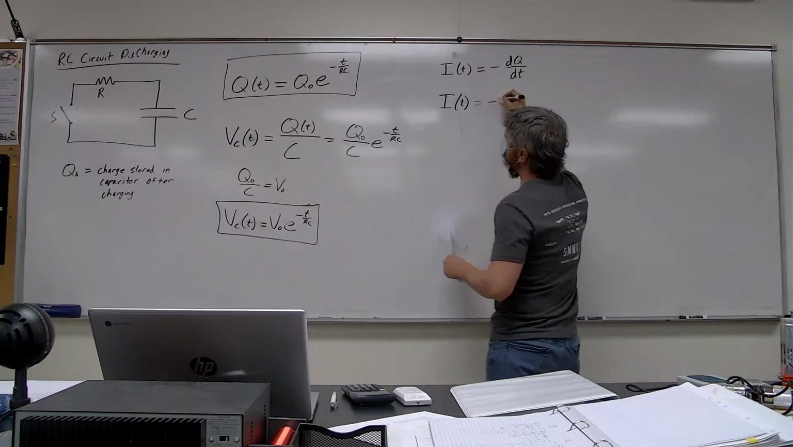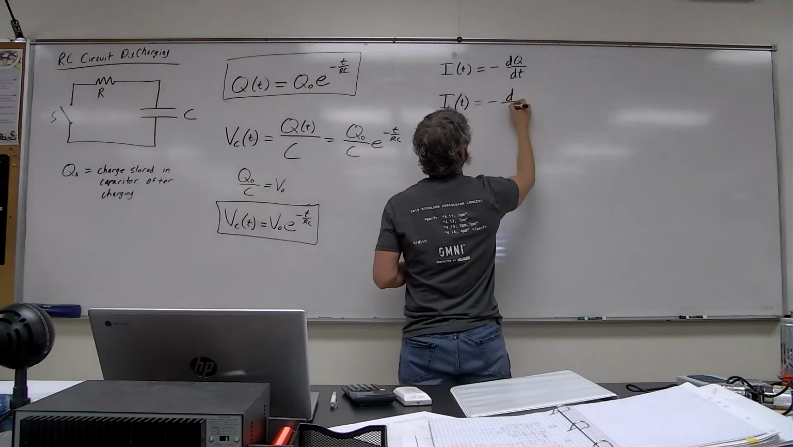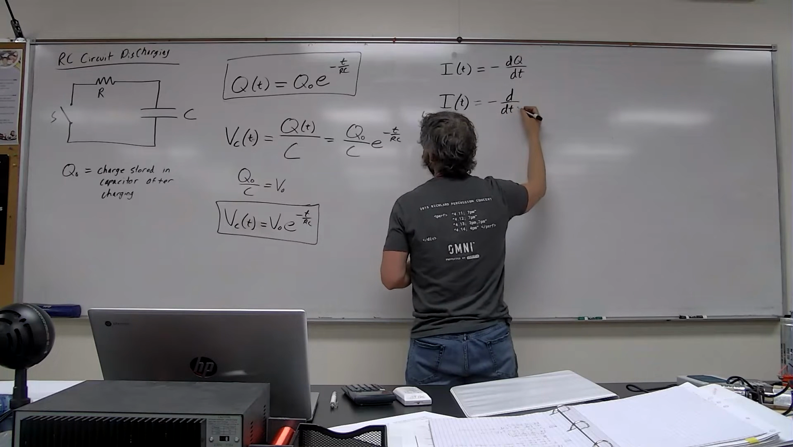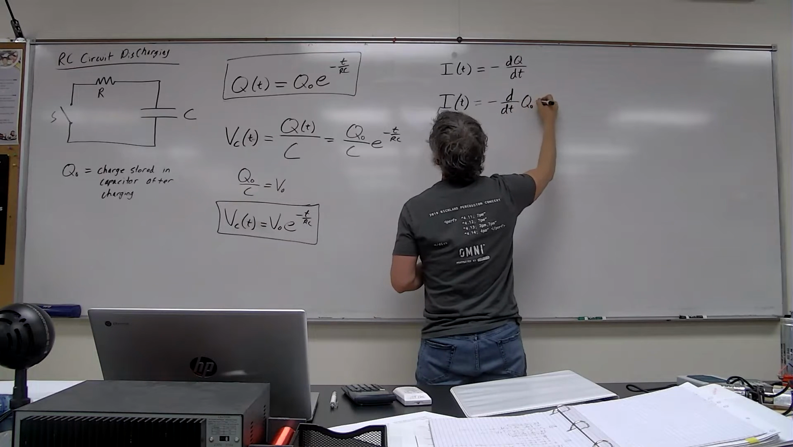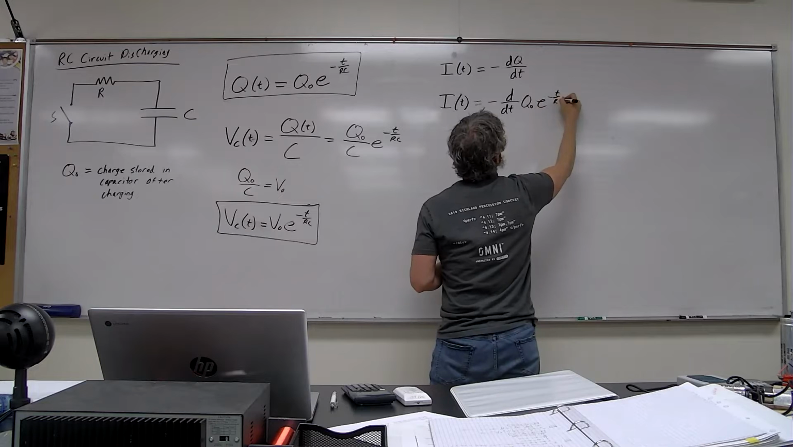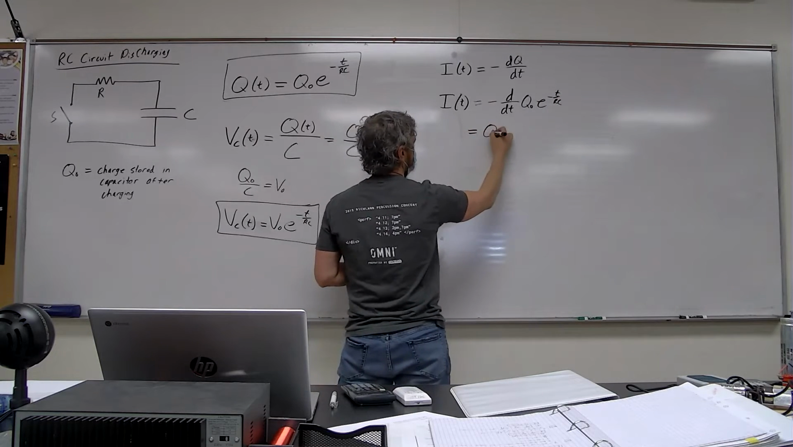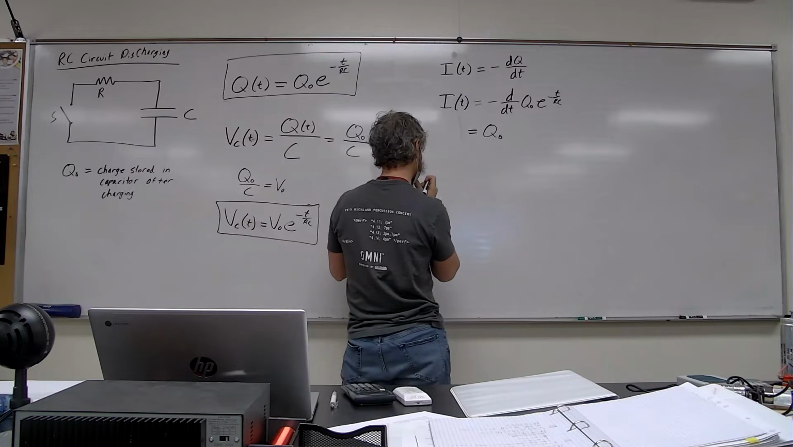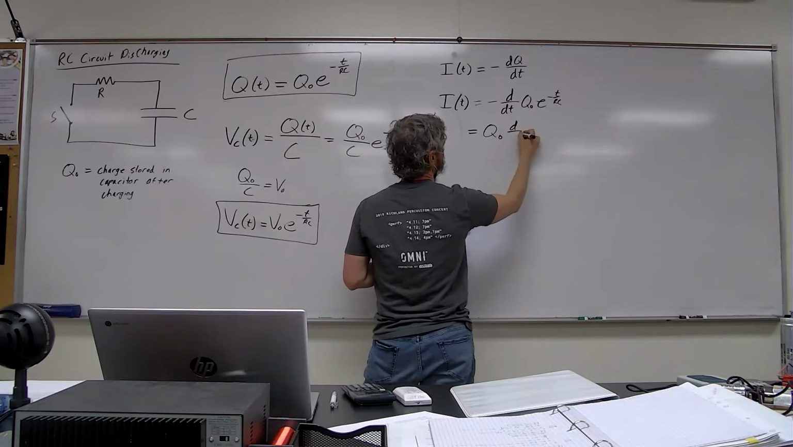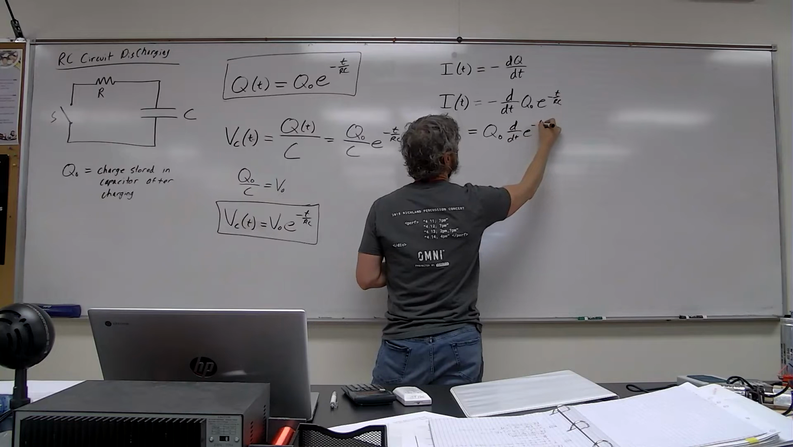Okay, so the negative derivative with respect to time of Q naught e to the negative t over RC. Q naught's obviously a constant, so that can come out to the front, times the derivative with respect to time of e to the negative t over RC.